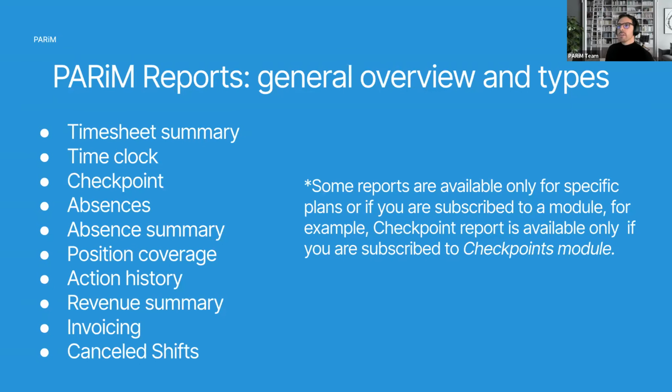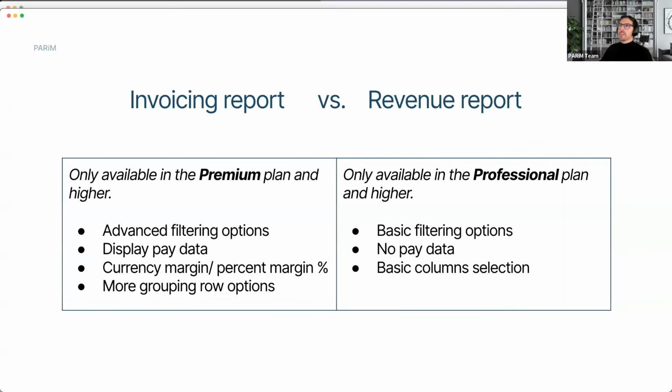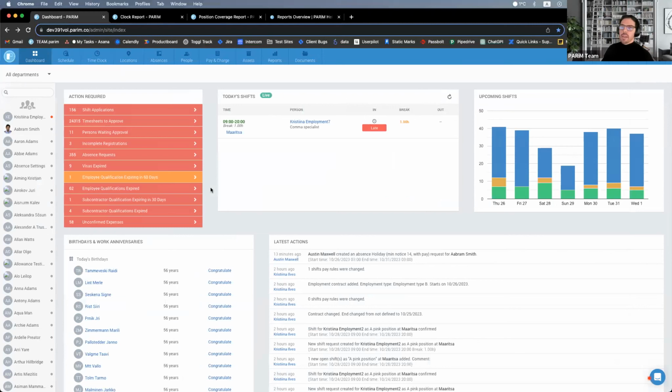Sort of went over it in general, but we're going to be going over timesheet summary, time clock, checkpoints. Checkpoints real quick is something that some of you may or may not have. It's a paid additional feature within Parim, but I will still go over it for the sake of understanding. Then absences, absence summary, position coverage, action history, revenue summary, invoicing report, and then canceled shifts, as I mentioned earlier. But let's go ahead and go into the actual site and start running through these reports.